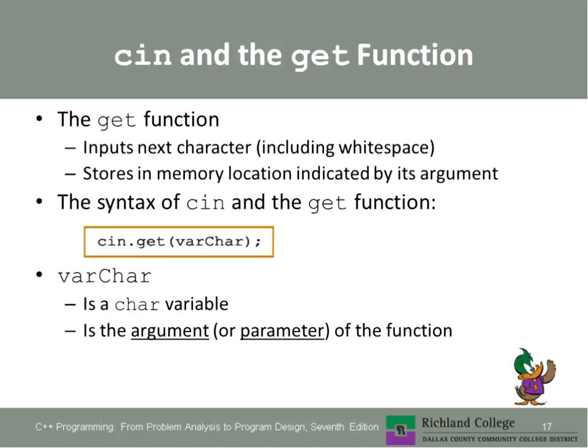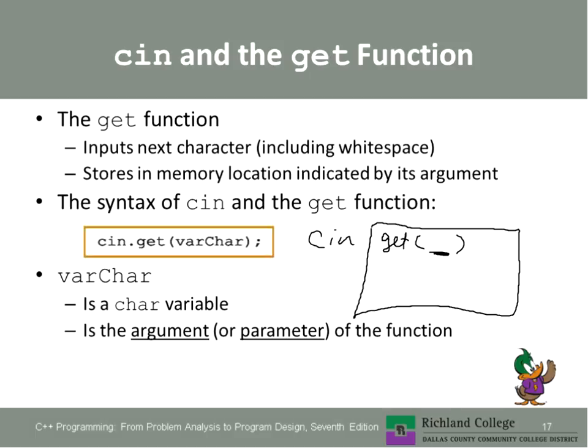Now that dot operator is kind of strange. Think about it like cin is this big box. We have cin, and within cin we have a function called get. Now get has an input parameter, which is a character variable, and it will return something back to us, and the return is also going to be a character. Where is the return value going to be stored? In this character variable.